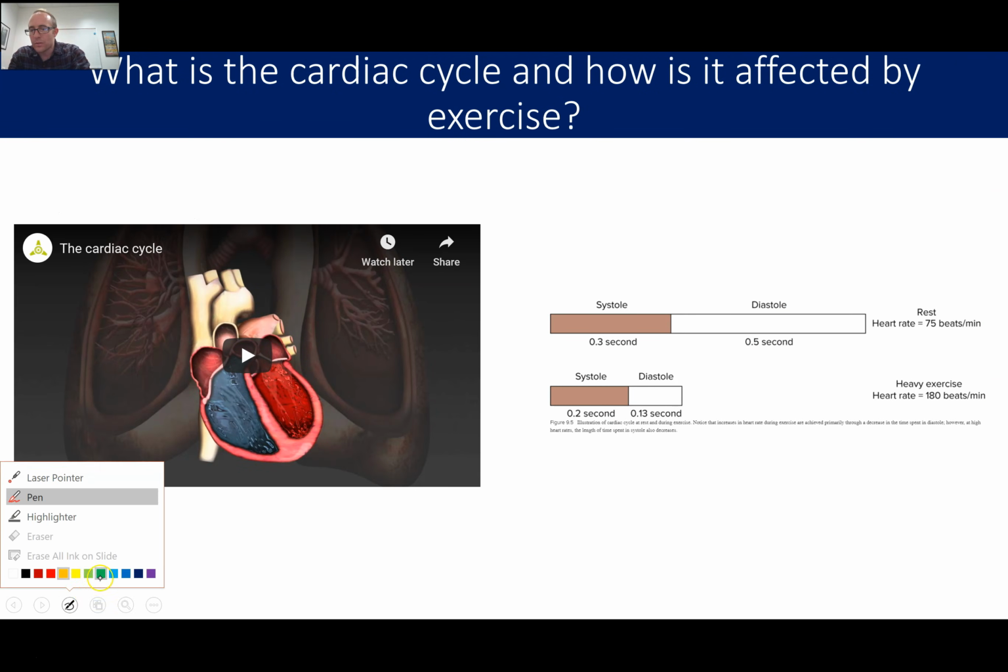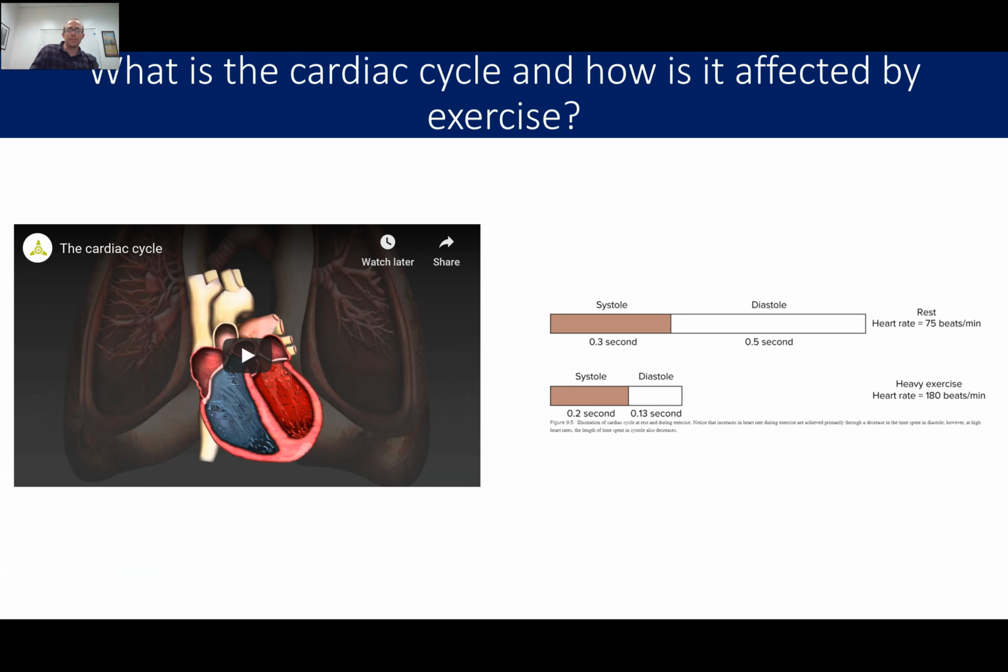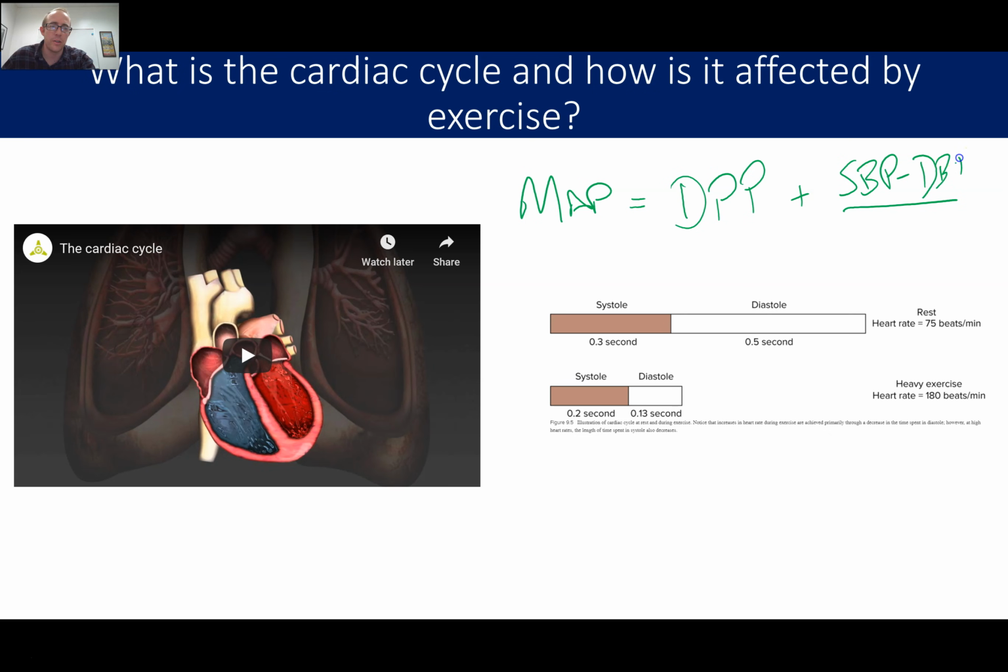That's going to be important when we talk about mean arterial pressure. You probably did this at some point in your ex-phys lab or your physiology labs in the past. Mean arterial pressure is often calculated by diastolic blood pressure plus the difference between systolic blood pressure and diastolic blood pressure divided by 3.